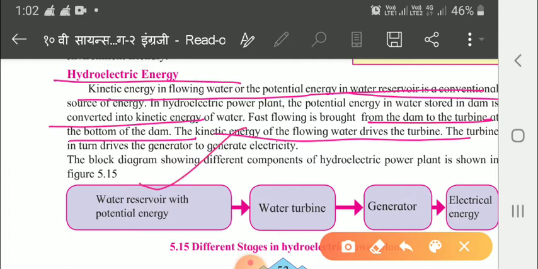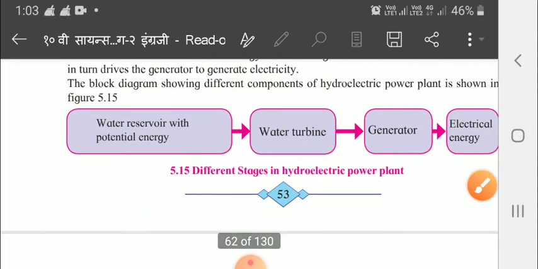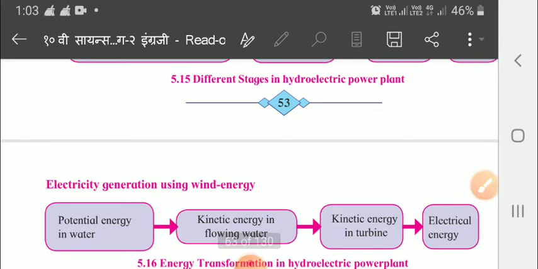So here you can see the water reservoir with potential energy. Why potential energy? Because this water is stable, so this energy is potential energy. Here you can see it moves the turbine, then the generator generates the electrical energy. So these are the different stages of a hydroelectric power plant.